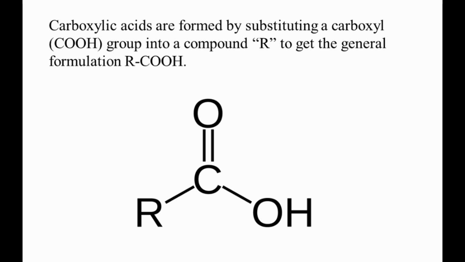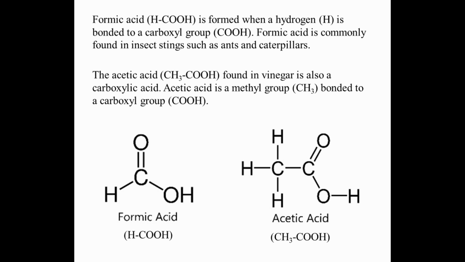Carboxylic acids are formed by substituting a carboxyl, COOH group, into a compound R, to get the general formulation RCOOH. Formic acid, HCOOH, is formed when a hydrogen H is bonded to a carboxyl group, COOH. Formic acid is commonly found in insect stings such as ants and caterpillars. Interestingly, the most potent stinging fluid in fire ants are amine compounds formed from piperidine.